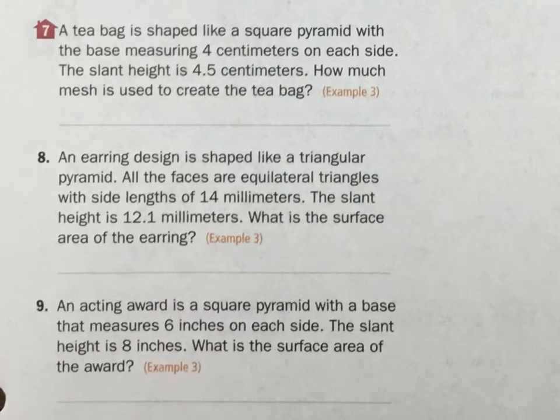A tea bag is shaped like a square pyramid. Okay, square pyramid. So I know it's got one of these at the bottom, and then it all comes to the top. I don't know how to draw this, but it's got a square at the bottom. Okay, the base is measuring 4 centimeters on each side. So we're going to have 4 triangles, and then we're going to have 1 parallelogram base.